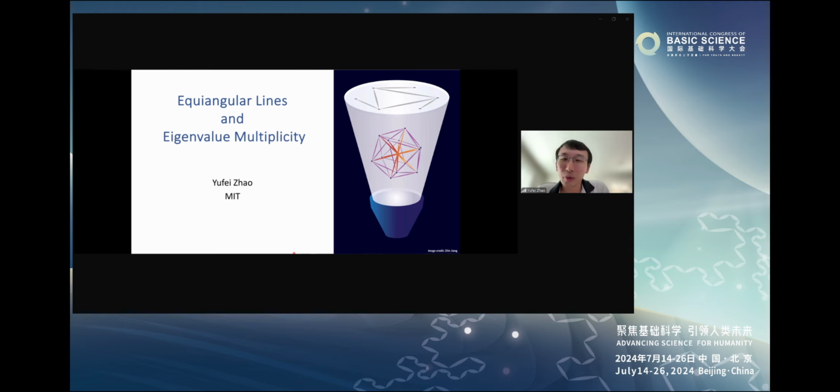I'll talk about some work I've been doing over the past several years on a line of work related to equiangular lines and eigenvalue multiplicity. And you'll see several works that are collaborations with many students and postdocs at MIT.